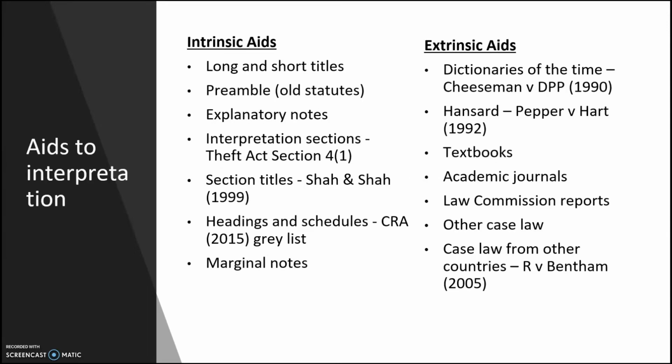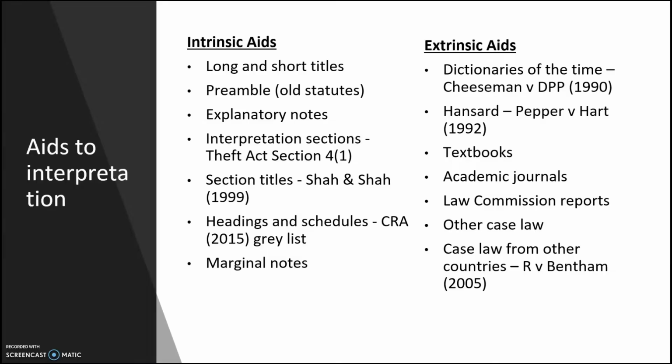The other thing you need to know is the aids to interpretation. What do judges use to help them with statutory interpretation, to interpret law, interpret statutes? There are two different categories here, intrinsic and extrinsic aids. Intrinsic aids are anything within the act itself. So internal, external is the best way to think of these. Intrinsic, internal; extrinsic, external, anything outside the act itself.